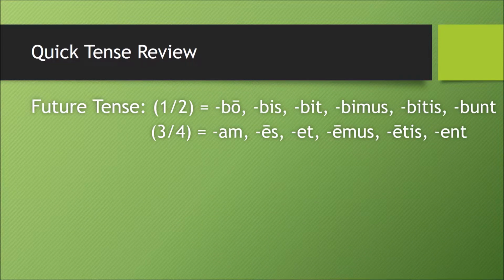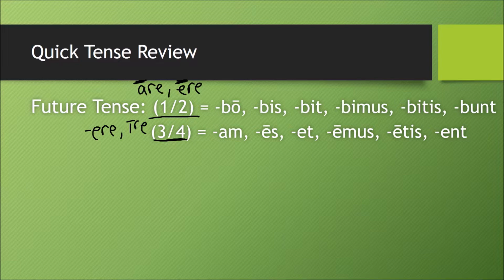In the future tense, we have two separate ways of conjugating our verbs depending on whether or not they belong to first or second conjugation. First and second conjugation verbs being those verbs that end in ARE or an ERE with a macron in the infinitive, and third conjugation verbs being those verbs that end in ERE, no macron, or an IRE.